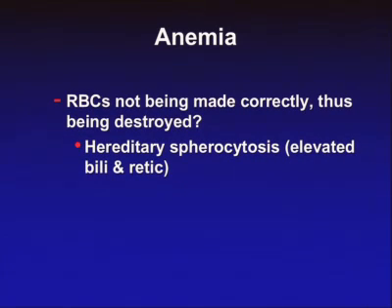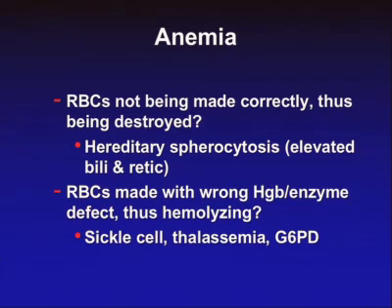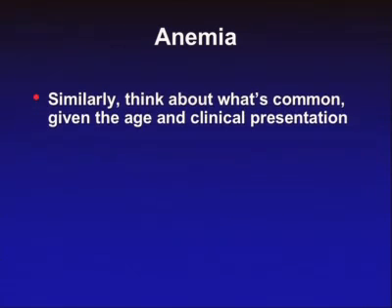Do you have red cells that are not being made correctly? That's why they're being destroyed, as in the case with hereditary spherocytosis, where you also should have an elevated bili and retic count. Okay, that is a membranopathy, right? Do you have red blood cells that are being made with the wrong hemoglobin or enzyme inside, as in hemoglobinopathies or enzymopathies, and thus they are hemolyzing, as in the case with, for instance, sickle cell, the thalassemias, G6PD as the most common example.